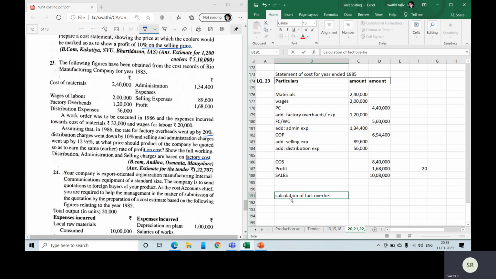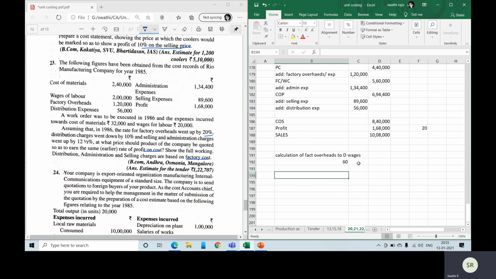Factory overheads to direct wages is equal to my factory overheads, 1,20,000, divided by my direct wages, 2 lakh, into 100. It's giving me 60%. Right. Now it is the calculation of distribution, administration, selling.